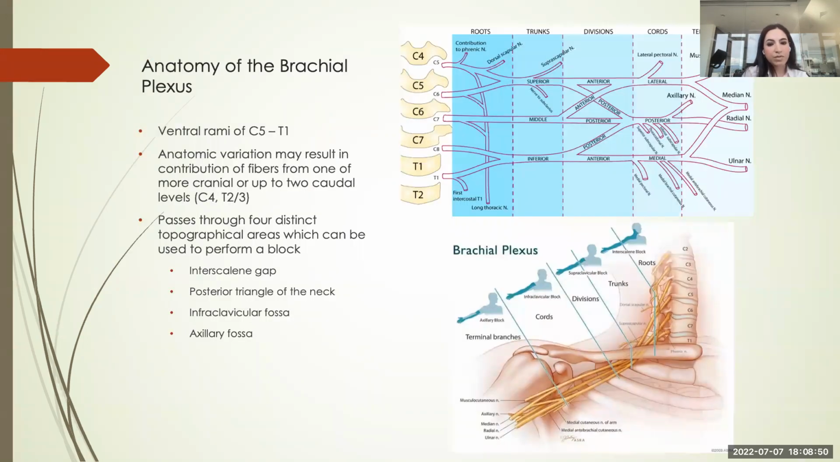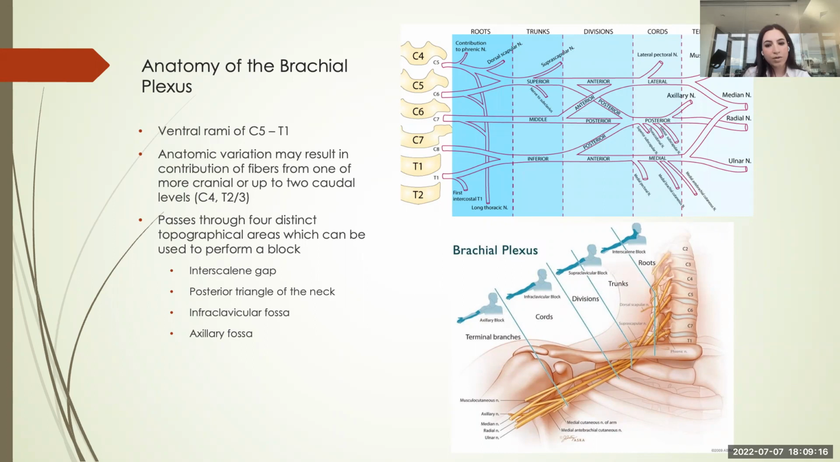So again, just some review. The brachial plexus is generally formed by the ventral rami of C5 to T1 nerve roots. And there can be some anatomic variation in that there may be some additional contribution from one or more cranial or up to two caudal levels as well, which can become clinically relevant to how the shoulder or the medial regions of the arm might be innervated.